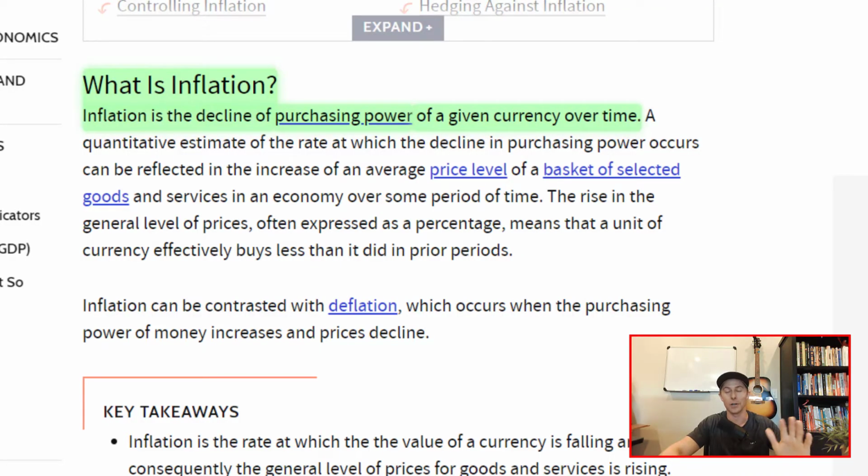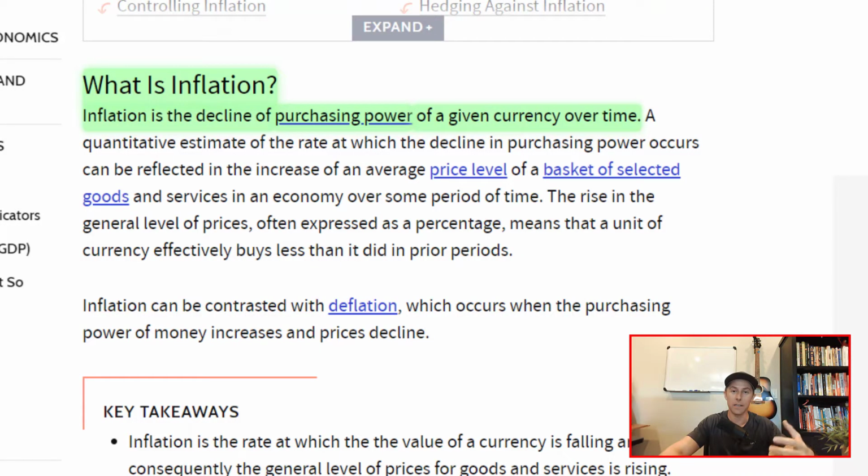Inflation is the hidden tax that is gradually stealing our wealth and eroding our purchasing power. So in today's video, we're going to talk about what inflation is, what causes it, the different types, and more importantly, how we can get on the right side of inflation and use it to our advantage. All right, so we have a lot to cover today, so let's jump right into it.